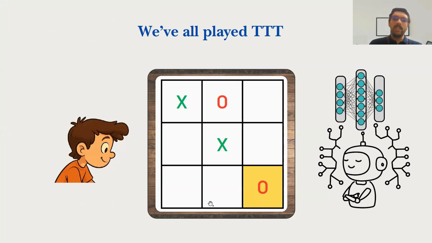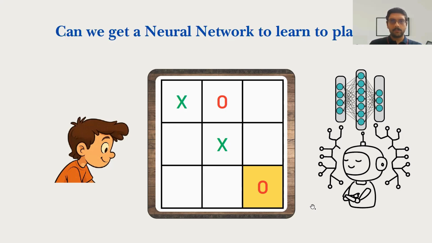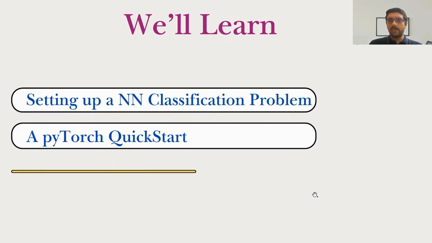Now, how do we know how to play this game? We know the goal is to try and get the X's or the O's aligned together, three, either in a row, in a column, or diagonally to win the game, right? But how does a computer know how to play this? But more interestingly, can we teach a neural network, a simple neural network, to play tic-tac-toe? And that's kind of what we're going to do in this mini series, right?